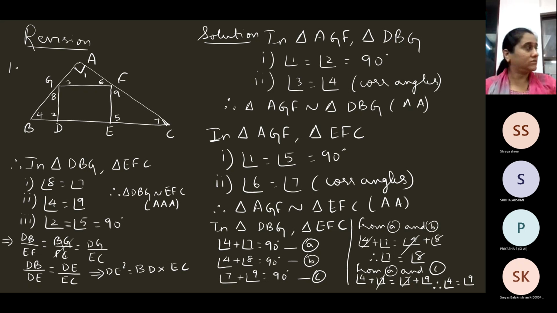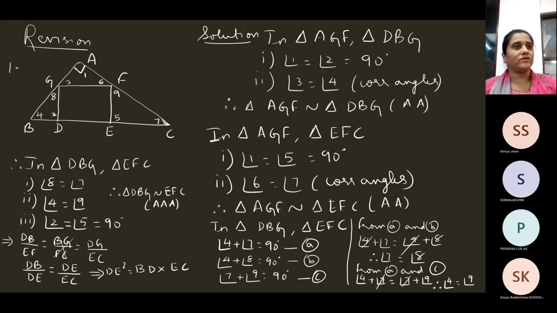All right, children, please listen. So triangle ABC is a right angle at A.